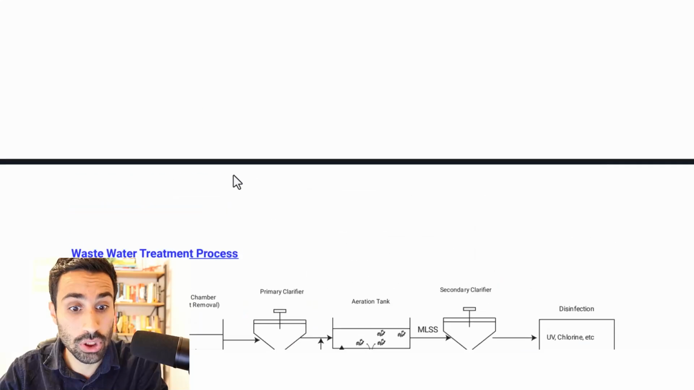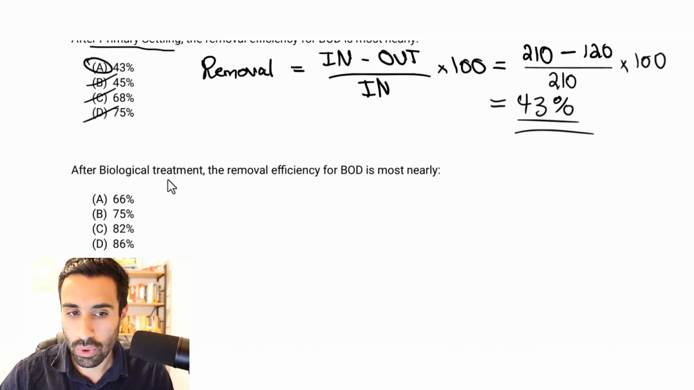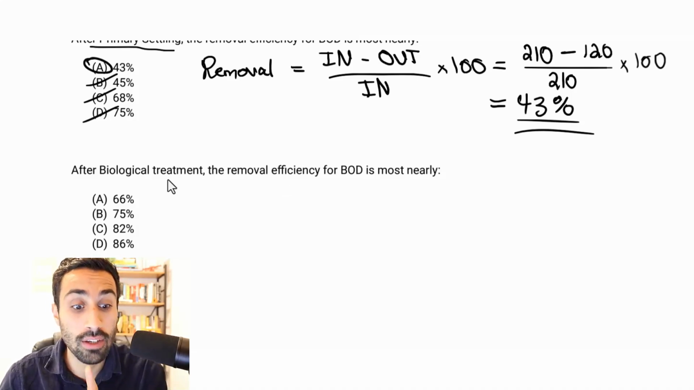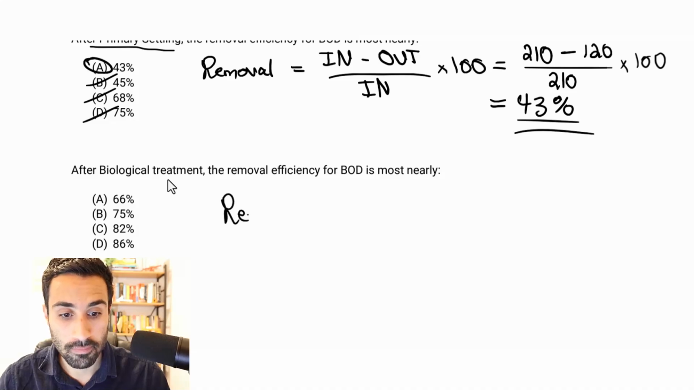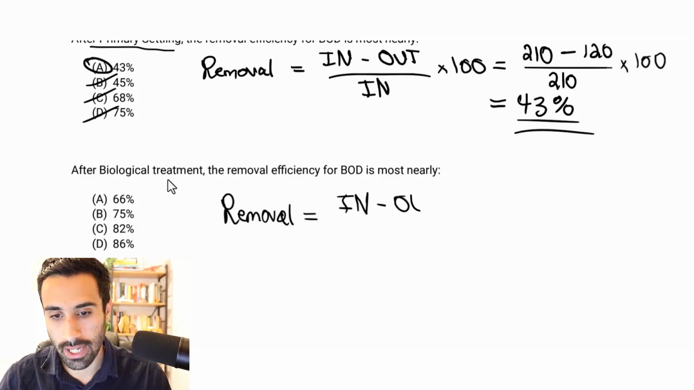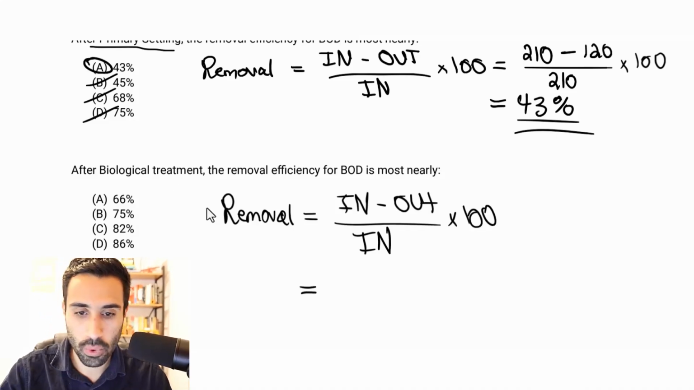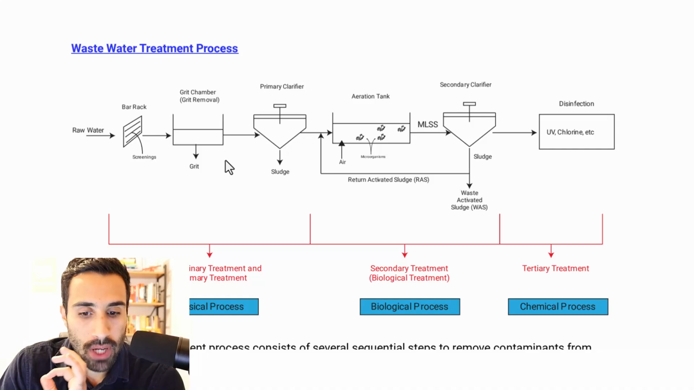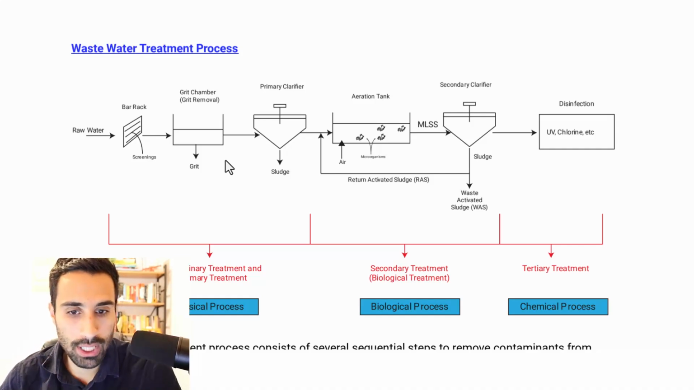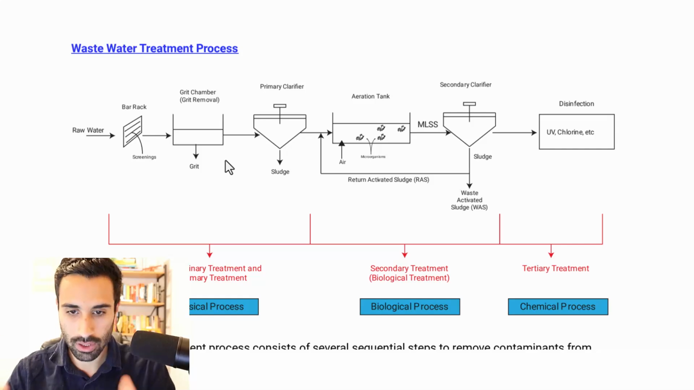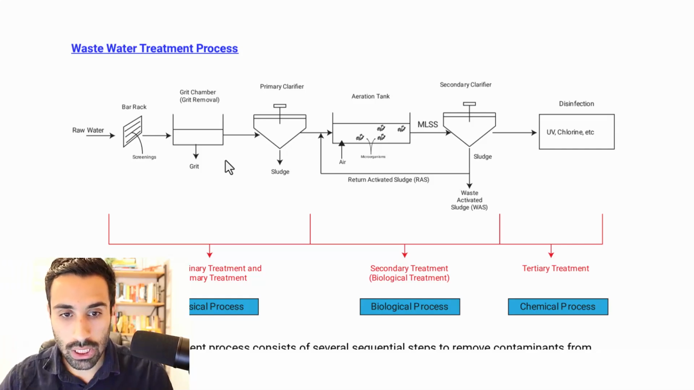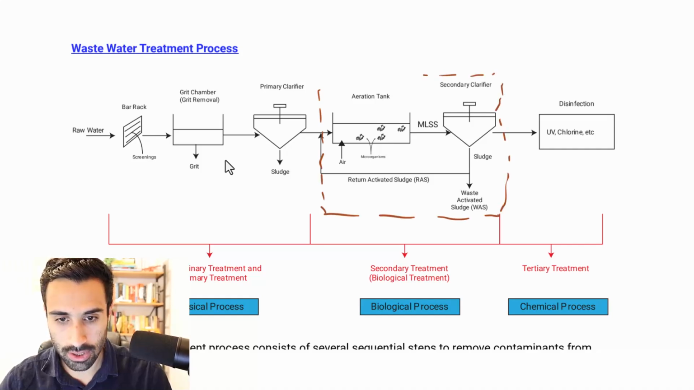That one is much trickier. After biological treatment, the removal efficiency of BOD is most nearly what? What did you get for this one? We're talking about removal efficiency in percent. We take again the in minus out, divided by in, times 100. Now what did you get for the in this case? For biological treatment, we always have to remember it's the aeration tank and the secondary clarifier, keeping it simple. So we can draw a box around that. This is, let's say, our system.